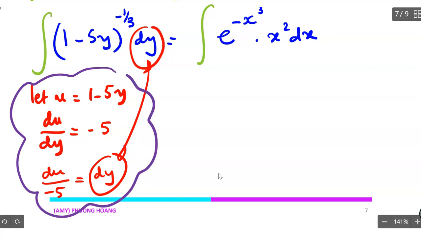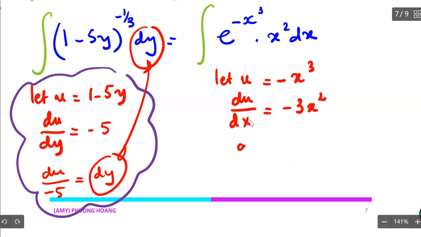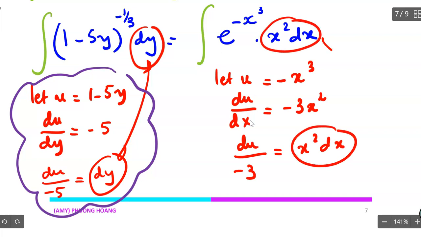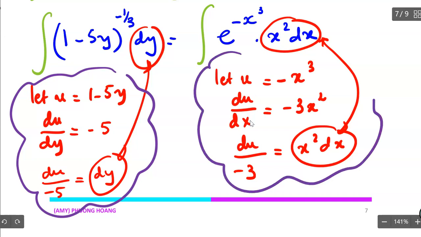Okay, so we complete with this. And here I'm going to let u equal to... whenever you work with e to the exponent, you should let that exponent of e equal to u. So let u equal to minus x to the exponent 3. So du over dx will be equal to negative 3 x squared. So I will have du divided by negative 3 equal to x squared times dx. So here's my x squared times dx. It's matching. Alright, so everyone got that?